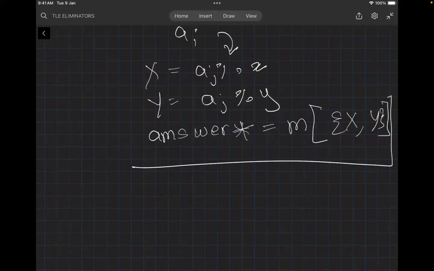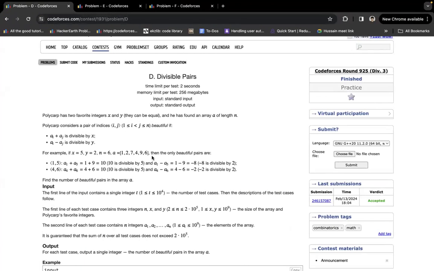Does this make sense, guys? Tell me. We are just going to use a simple map to store this in O of n log n. Is there any doubt in this?